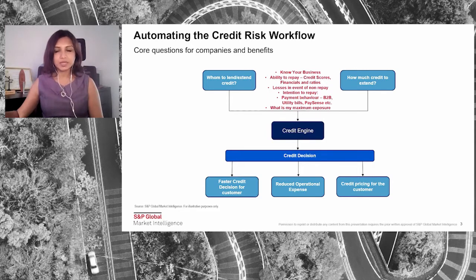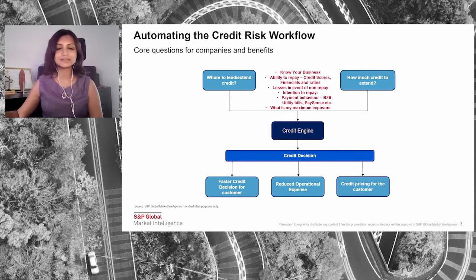Assessing the intention of the customer to repay with trade payables or trade payment scores, such as PaySense, can be useful. And finally, what should be my maximum exposure or credit limit to this customer, which our own S&P framework, such as MaxLimit, can help give an initial indication for trade receivables. This information can then be fed into your credit rules and lead to a credit decision. Should I extend credit or not? And what should the limit, rate and other terms be?